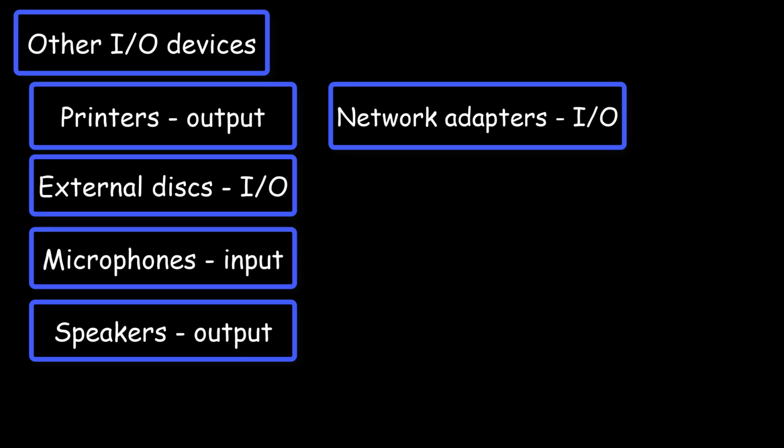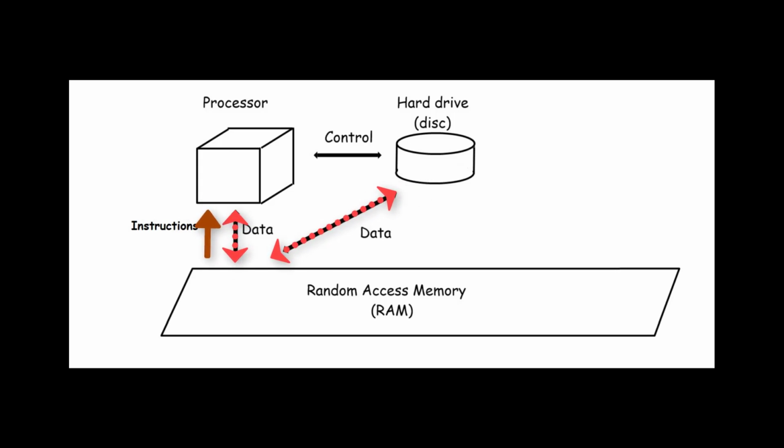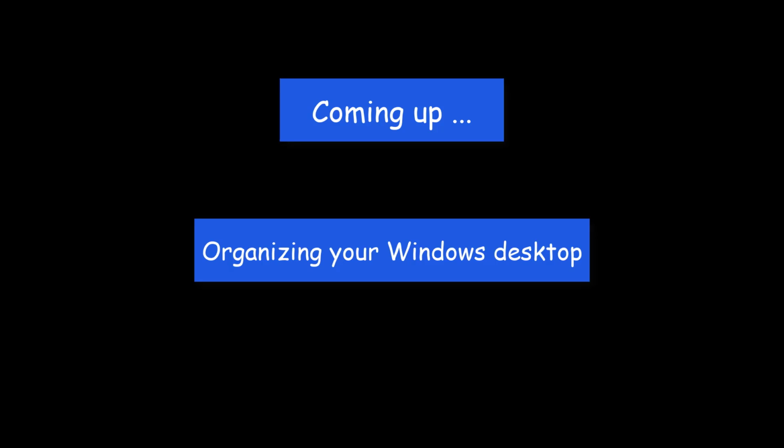Windows is actually designed to support a wide variety of devices, even more than the list above. But it all comes down to bits and bytes flowing into and out of RAM and the processor. In the next session, we discuss how to organize your Windows desktop in order to minimize distractions and maximize effectiveness. See you there.